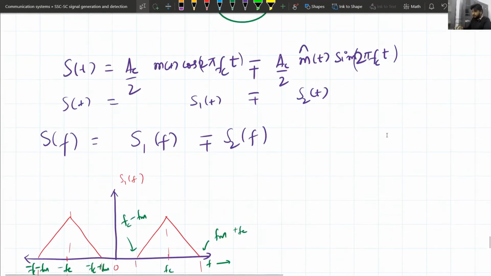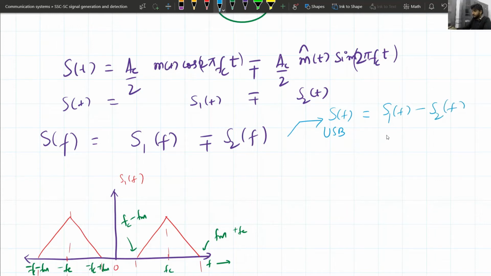two equations now. For upper sideband, it will be S1F minus S2F, and for the lower sideband, it will be S1F plus S2F. Right?